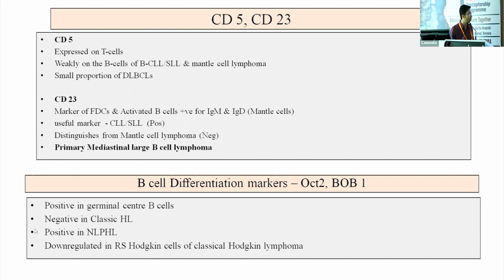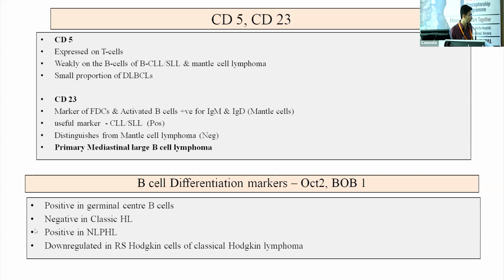Then OCT2 and BOB1 are also very helpful. OCT2 and BOB1 are helpful in differentiating three lymphomas: Hodgkin lymphoma, primary mediastinal B-cell lymphoma, and NLPHL. All three are very close mimickers of each other, and they all arise from the mediastinum. NLPHL may not necessarily involve the mediastinum, it may be outside. But yes, OCT2 and BOB1 are positive in NLPHL. It is negative in both Hodgkin and primary mediastinal B-cell lymphoma.